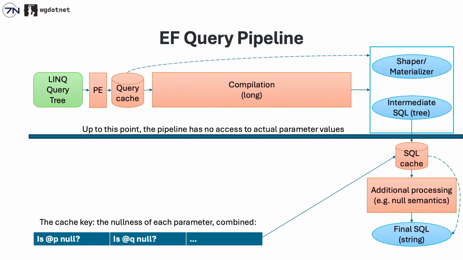The second time we go around compiling this query, if we see that we've already had a query where p was null, we can jump over this additional processing and we have the final string. And it's true that if you have 5 parameters in here, this cache will have 2 to the power of 5 permutations, and it also has an upper bound on the number of SQLs that it has.